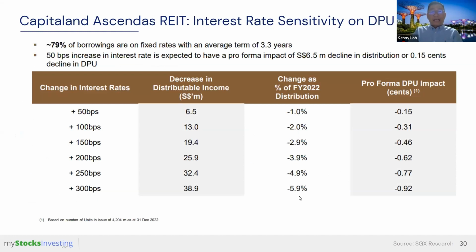Okay, and also in terms of the sensitivity of the interest rate impact on DPU, Ascendas also did some sensitivity simulation. So moving forward, if the Federal Reserve continues to increase the interest rate, for example by 100 bips, there will be a minus 2% on the 2022 distribution. Vice versa, if they drop the interest rate, you immediately have a positive impact on the dividend payout.